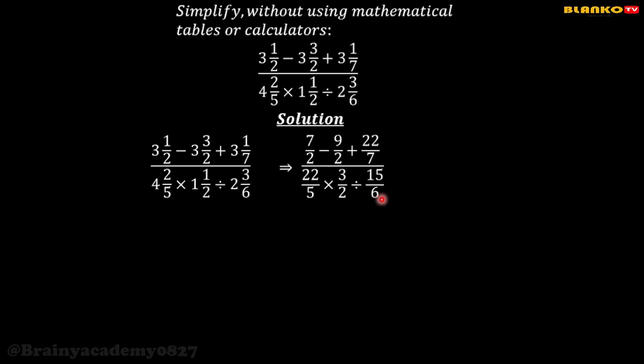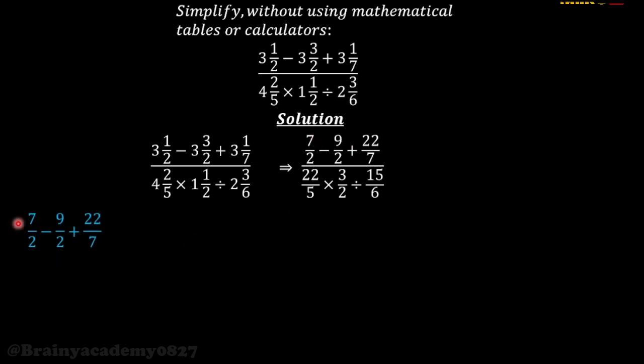Let's simplify it step by step. We are going to take the numerator part, or the top part, and simplify it. When we finish, we'll take the denominator, or the bottom part, and simplify that also. Then we'll divide the results to get our final answer.